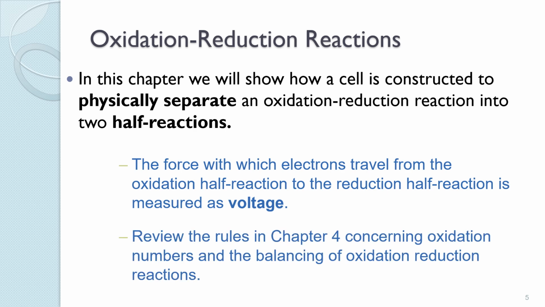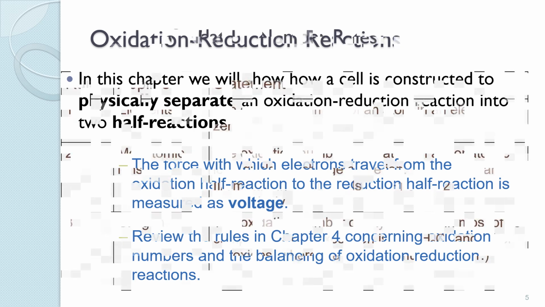And before we do that, we're just going to do a quick review of oxidation numbers so that you can refresh your memory on that. And then we're also going to refresh our memory on how to balance oxidation reduction reactions. We did the very simple ones in chapter 4, and we're actually going to learn how to balance more complicated ones as well. So let's start with that.